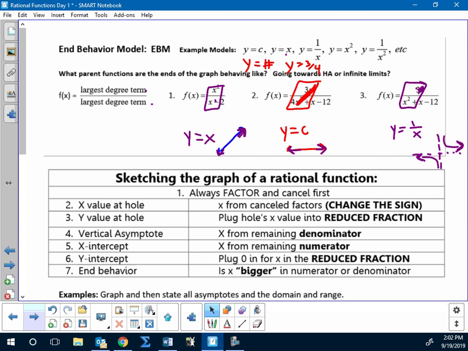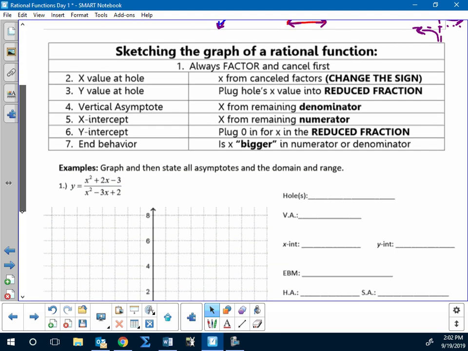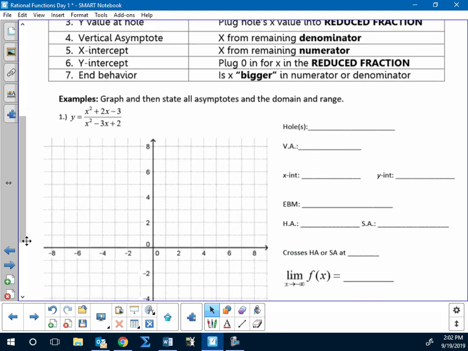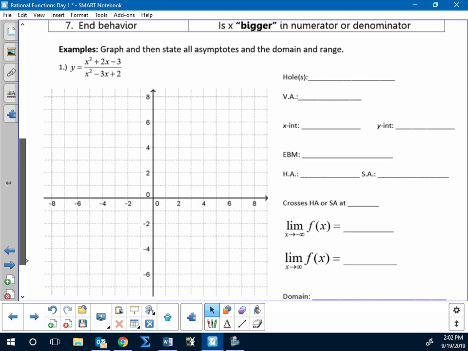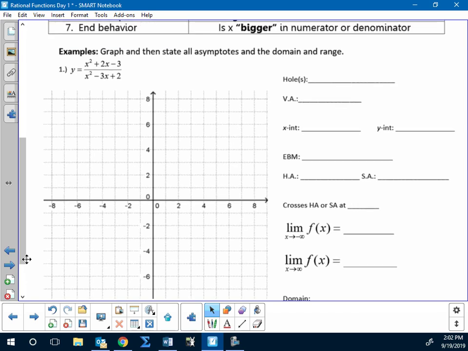Here are the steps for graphing a rational function, and they're the same exact steps as on your purple paper, but I wanted to summarize them again. So let's try one example together today, and then we'll try 3 million more examples when I am back on Monday. So for number 1, step 1, I can't see the box. I wish you were here to help me.